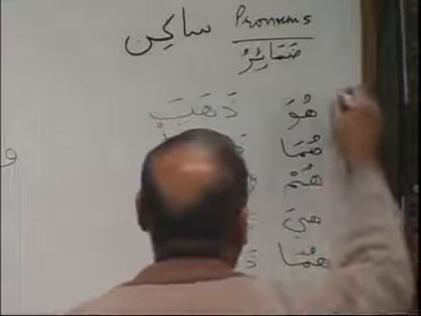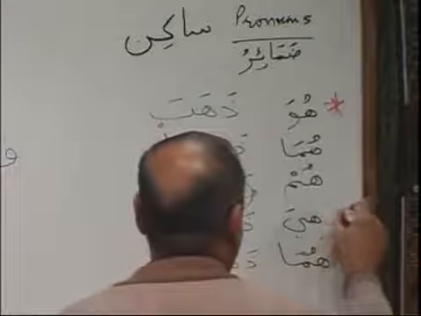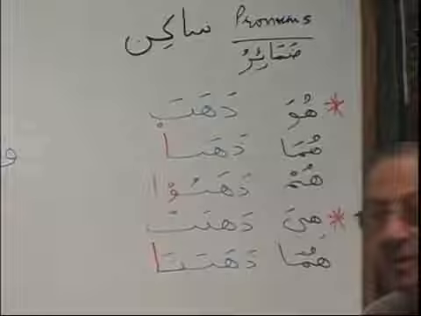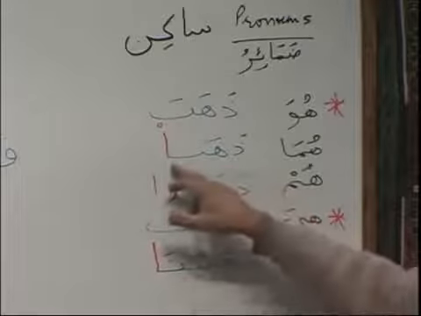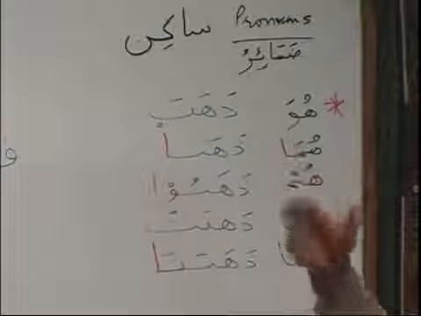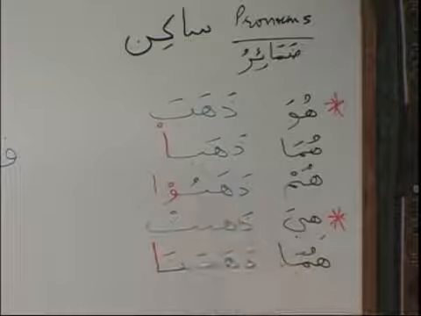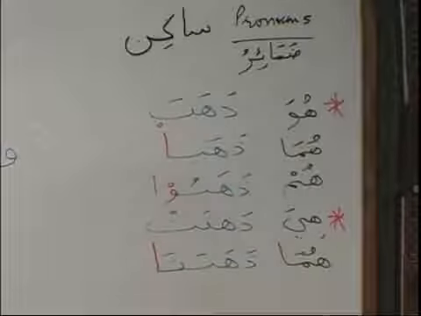I'll put a circle here. Okay. Now, where is the fa'il here? Aleph. You know it. Where is the fa'il here? Wow. Where is the fa'il here? Ta. What is on them?